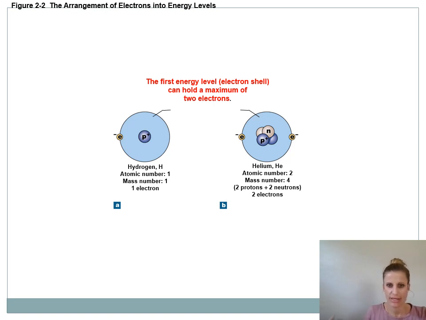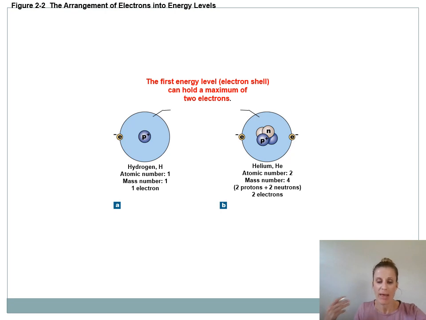So let's see, what does that tell us? It's atomic number 1, so that tells us it has 1 proton. Protons are positively charged. If it has 1 positive, it must also have 1 negative. So that means it also has 1 electron, which is a negative charge. Its mass is 1, and the mass, remember, equals protons plus neutrons. So if the mass is 1 and it has 1 proton, it must have 0 neutrons.